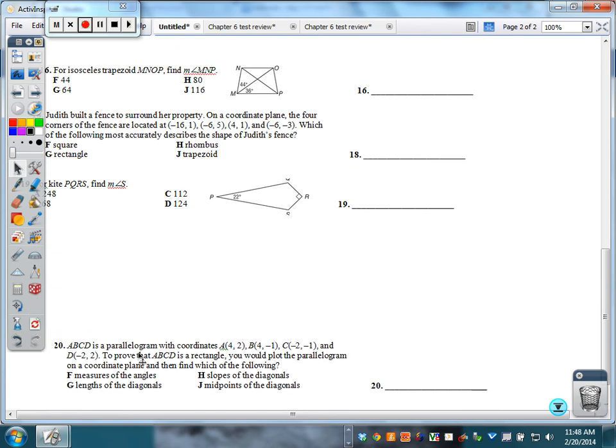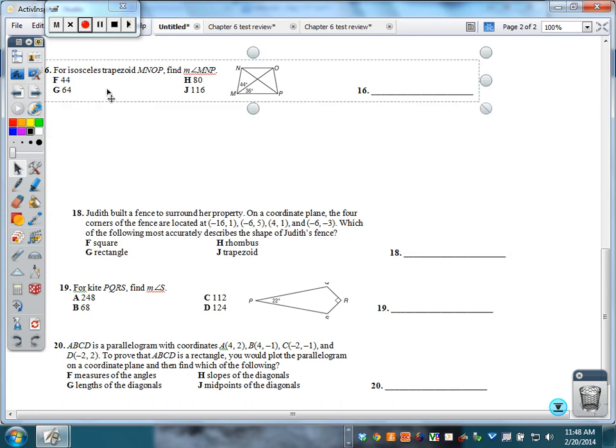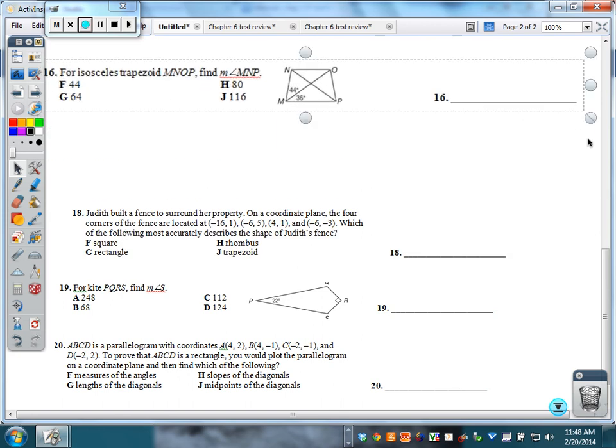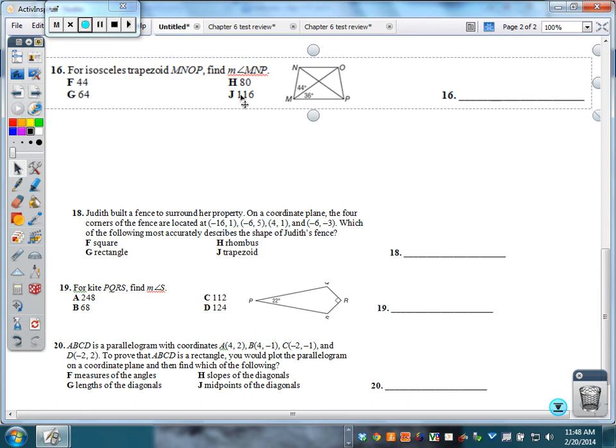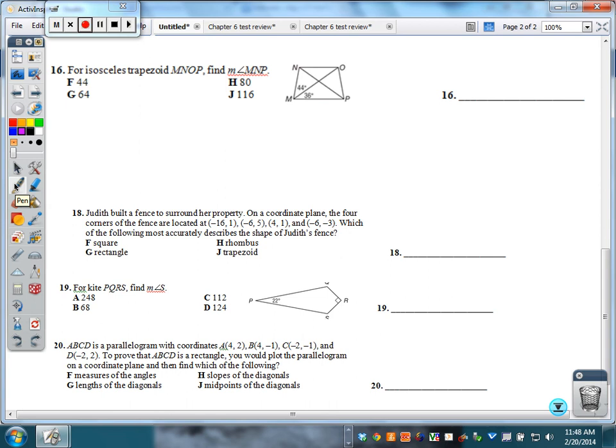Okay. There's some things around here. All right, number 16, isosceles trapezoid MNOP. So for number 16, we have to remember that with trapezoids, my diagonals are going to be, okay, actually, never mind, I'm forgetting about the diagonals here for a second. I'm going to approach this a different way with you guys.